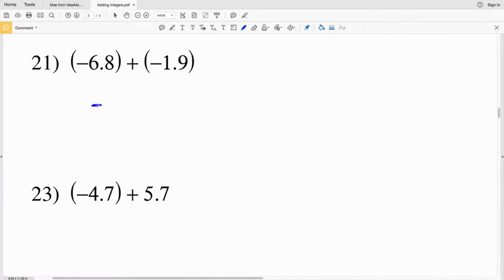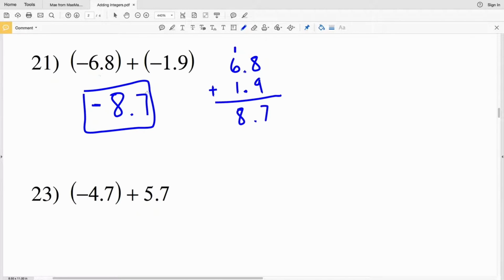We know our final answer is going to be negative. We're starting at 6.8 to the left of 0 and continuing on to the left another 1.9. So let's do 6.8 plus 1.9. 8 plus 9 is 17, so you're going to write 7, carry the 1. 1 plus 6 plus 1 gives us 8. And remember we said that this number was negative, so negative 6.8 plus negative 1.9 gives us a negative 8.7.